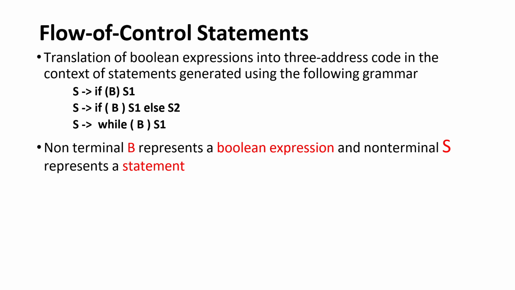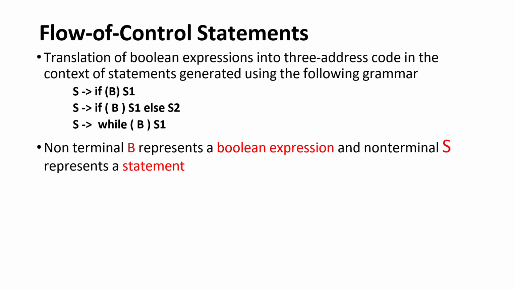Here B denotes the boolean expression. So we evaluate the boolean expression. If B is true, then the statement S1 will be executed. And the second one is an if-else statement. Here S denotes a statement and B denotes a boolean expression.